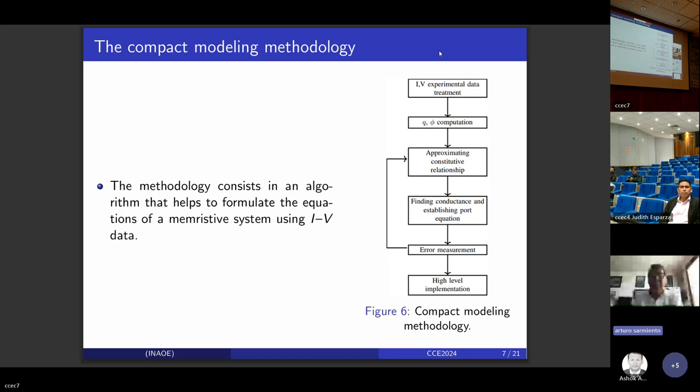The methodology consists of this procedure. We start by obtaining the experimental data, and we compute the Q and phi. Q is the electrical charge and phi is the flux linkage variable. We compute these by simply integrating the current and the voltage of the measurements. And we approximate a constitutive relationship and find the conductance, which is the memristance, in fact, or memductance expressions. We calculate an error, and in the paper the definition of the error we used is fully described. I won't go into that in detail. Then we obtain the high level implementation. Next, please.